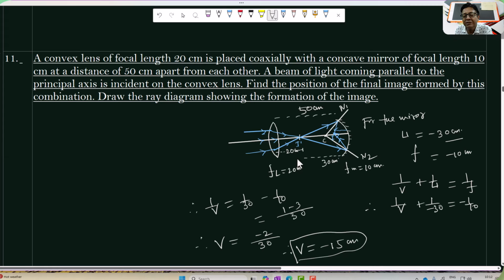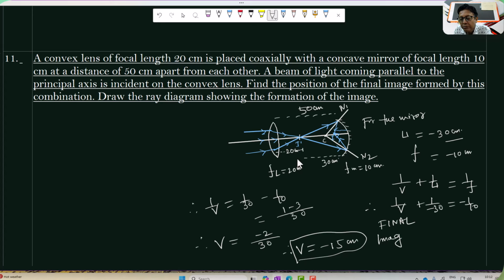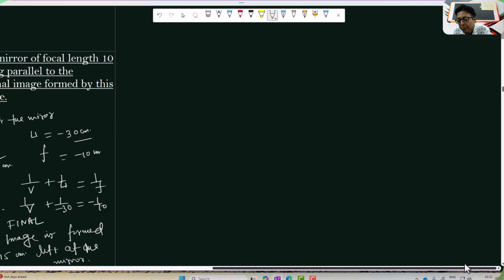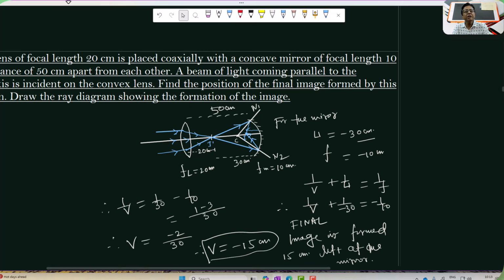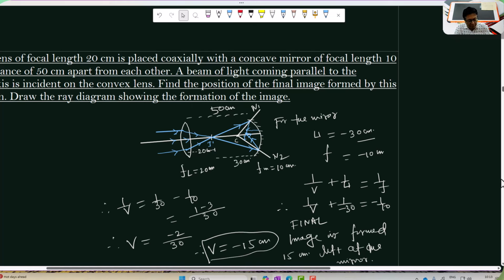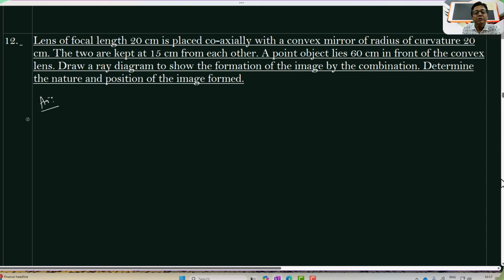So this is the distance at which the final image is formed. The final image is formed 15 centimeter left of the mirror. Hope you have understood. It is formed 15 centimeter on the left side of the mirror.